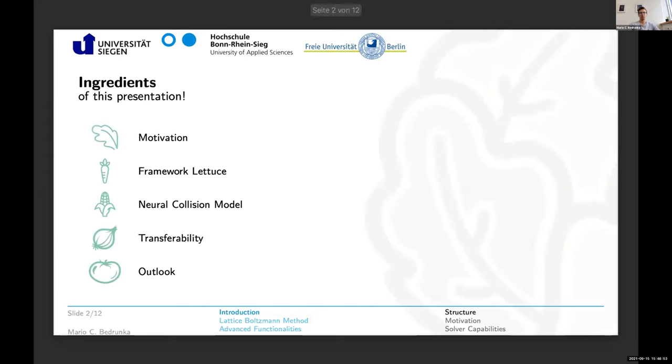So the presentation is structured as follows. First, I'm going to talk about our motivation, why we have developed a new CFD solver. Afterwards, I will introduce the framework's functionalities, and then I present an idea of the usage of machine learning in the world of the lattice Boltzmann method and its generalization, this proof of concept. And finally, I give an outlook with some hints on the current work and how to extend the neural collision model, and other projects provided by our research group.